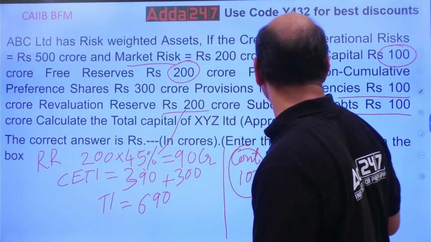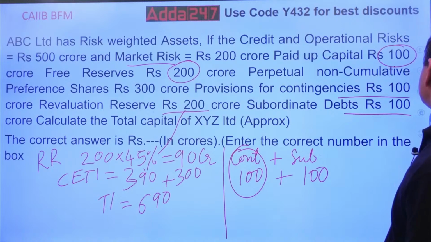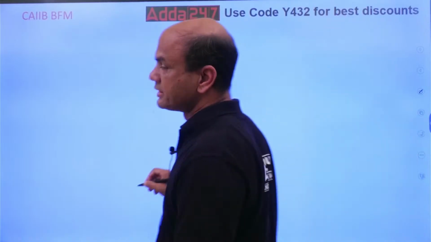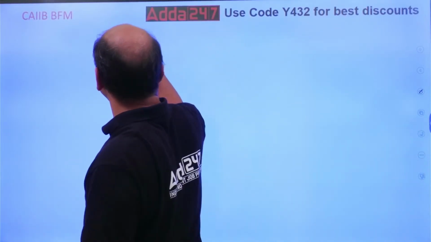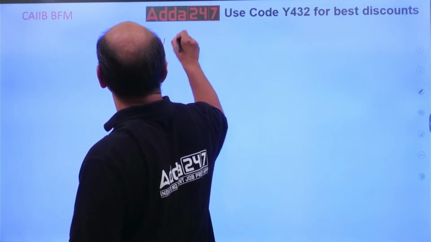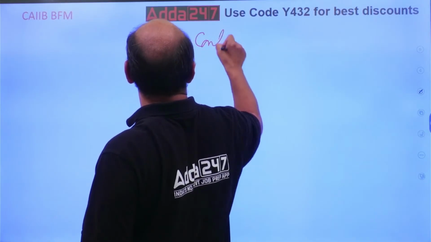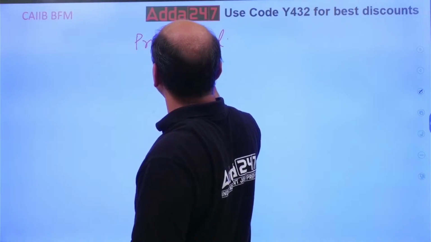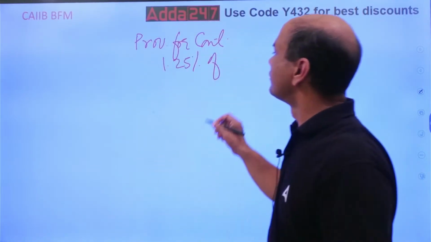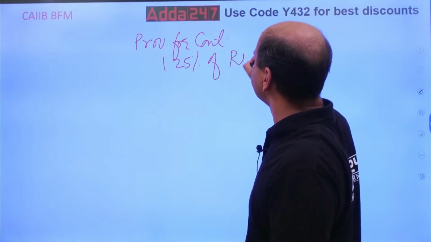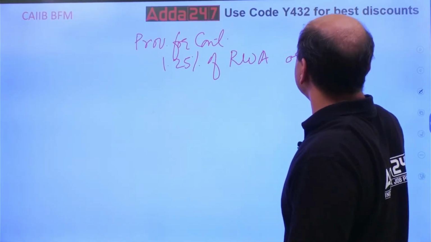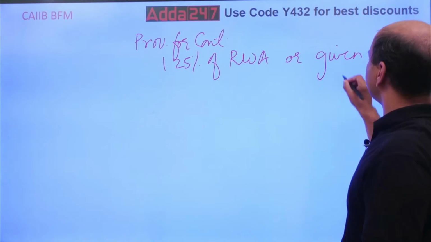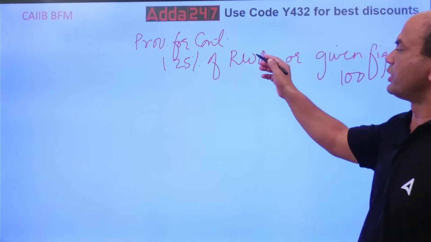I'll write it over here. Let me bring in a new slide. Yes, there is a new slide. See this. This is an important term in tier 2. Provisions for contingencies is equal to 1.25% of RWA or given figure, whichever is less. Here, given figure is 100 or 1.25% of RWA.